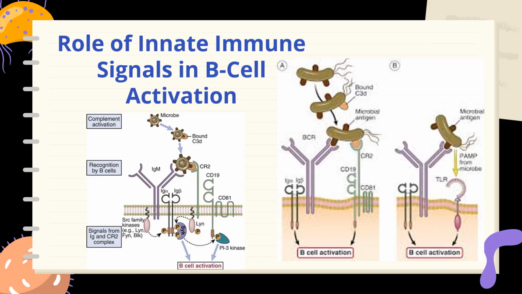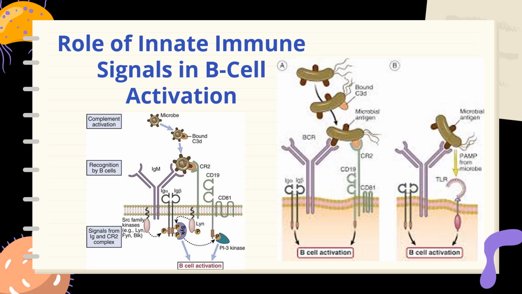Role of innate immune signals in B cell activation. The innate immune system is able to stimulate B cell activation. This is possible via the complement system. Once a microbe is coated with C3d protein, CR2 receptors on B cell surfaces will recognize the C3d simultaneously to the neighboring BCRs recognizing the microbial antigen. CD19 and CD81 that are part of the protein complex with CR2 would deliver the necessary activation signals.